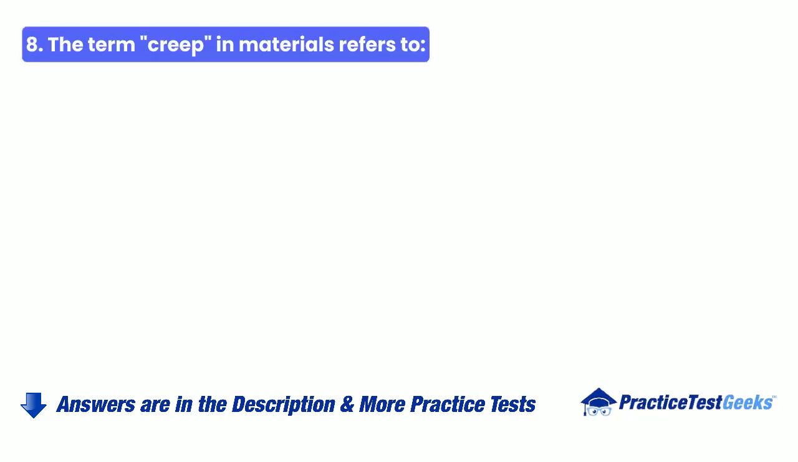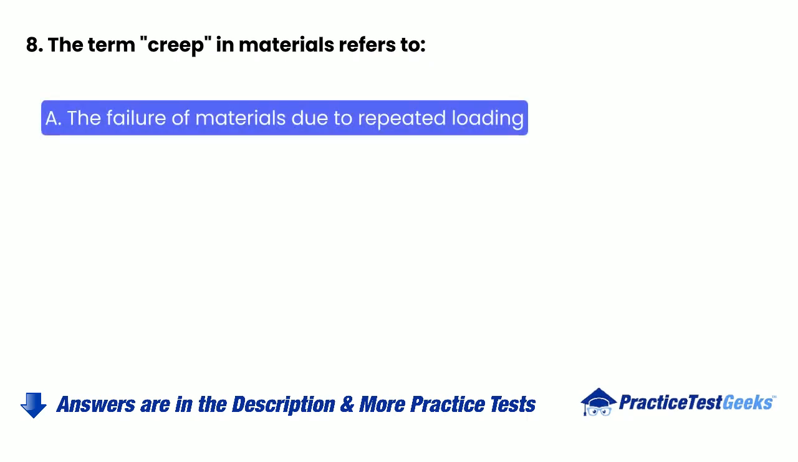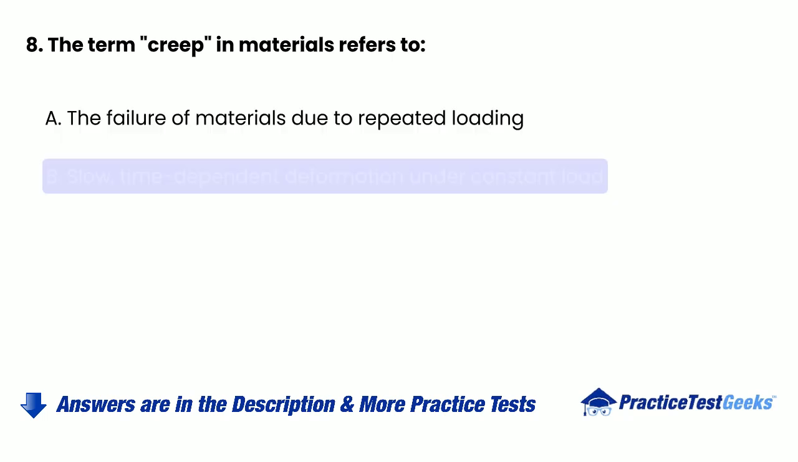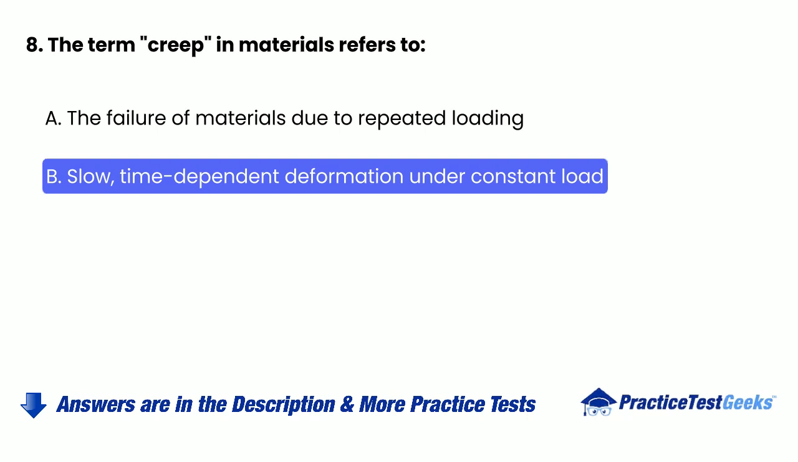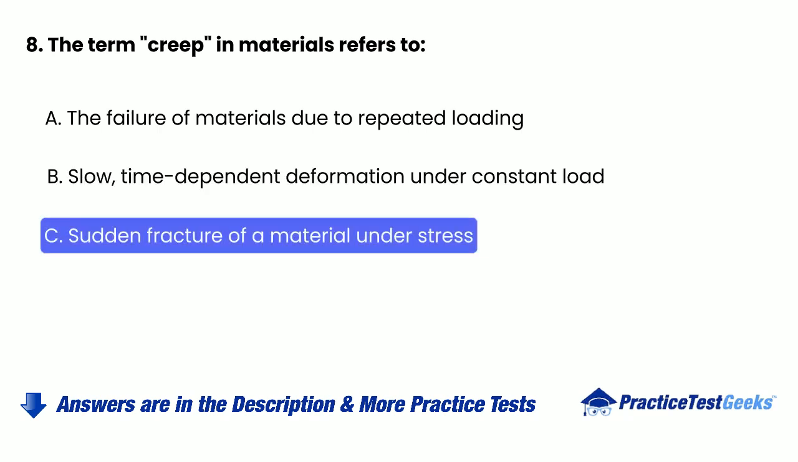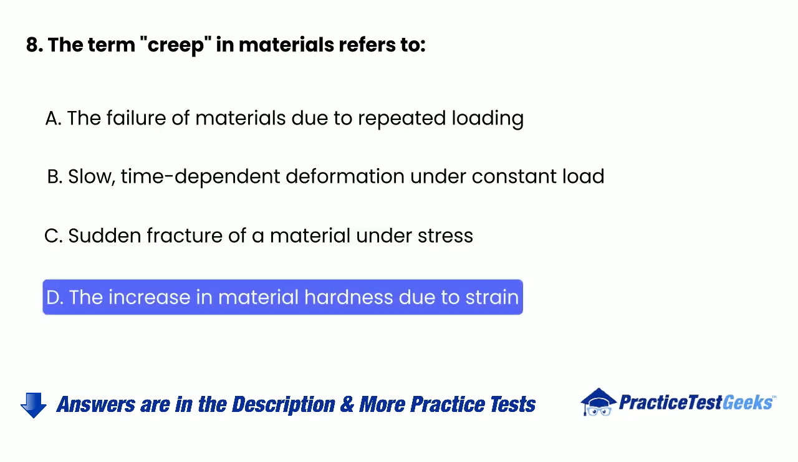8. The term creep in materials refers to A. The failure of materials due to repeated loading. B. Slow, time-dependent deformation under constant load. C. Sudden fracture of a material under stress. D. The increase in material hardness due to strain.